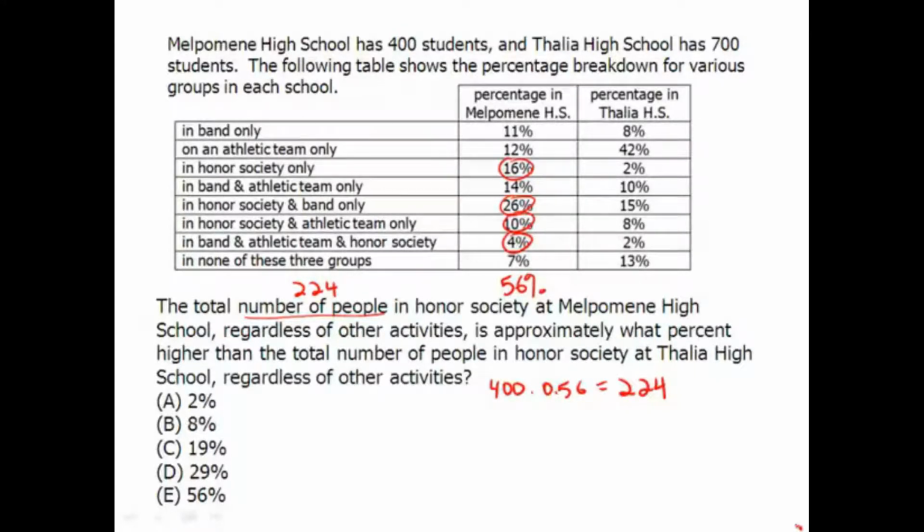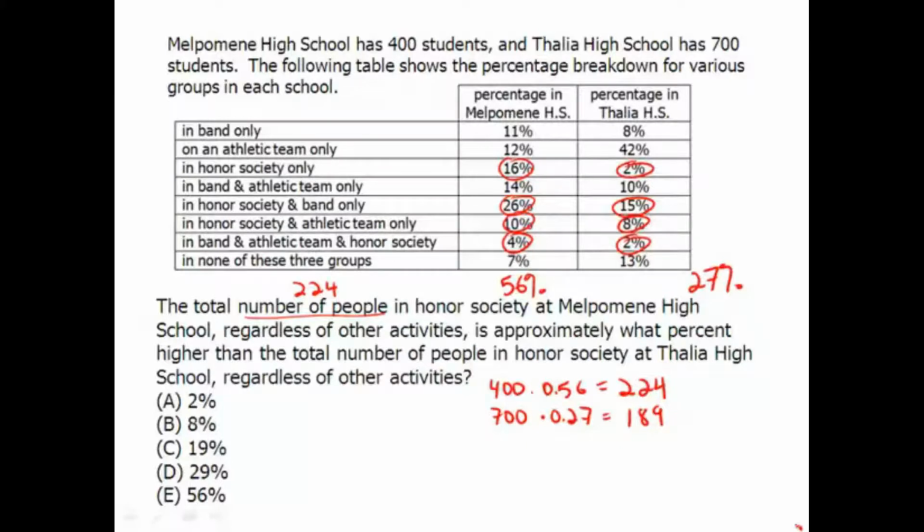Now the same thing at Thalia High School, which is a little more of a jock school. We have 2, 15, 8, 2. These add up to 27%. What is 27% of 700? So 700 times 0.27 comes up to 189. And then we want to know, well, 224 is what percent bigger than 189. So 189 is our starting point. 224 is what percent bigger than that.